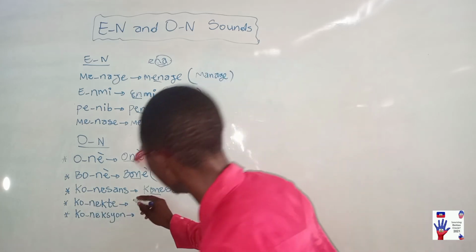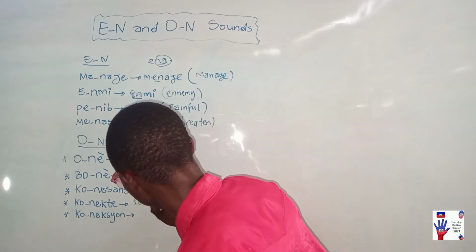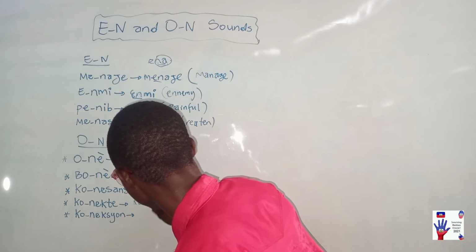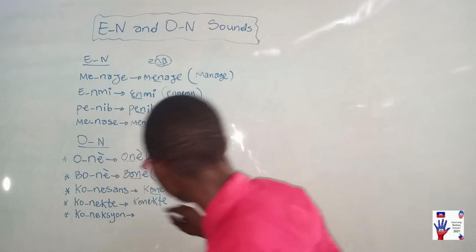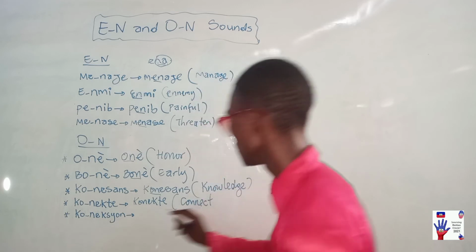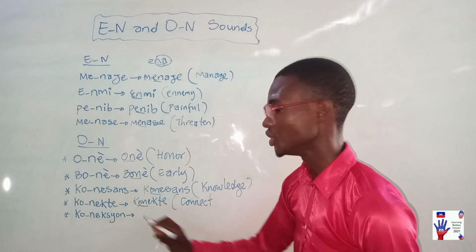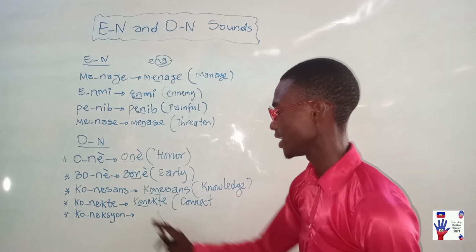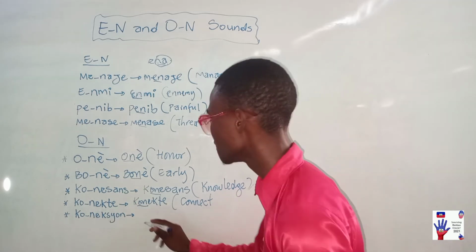Connecter. Okay, let's drop the hyphen to see how we can actually pronounce it. Connecter, which means to connect. Okay, the O and the N don't form a nasal sound. That's connecter. Connexion.